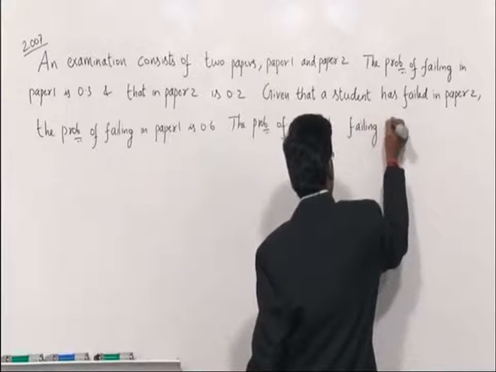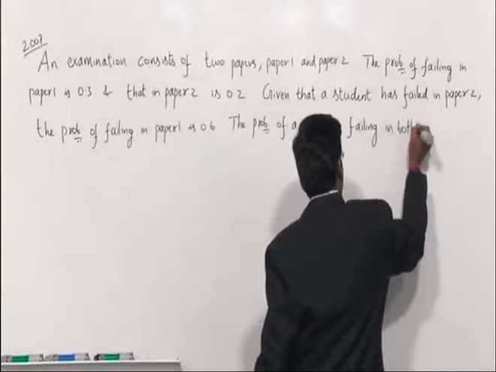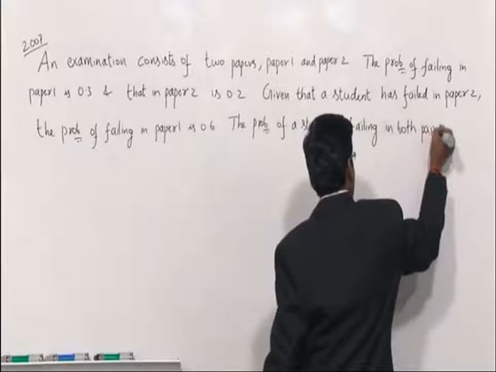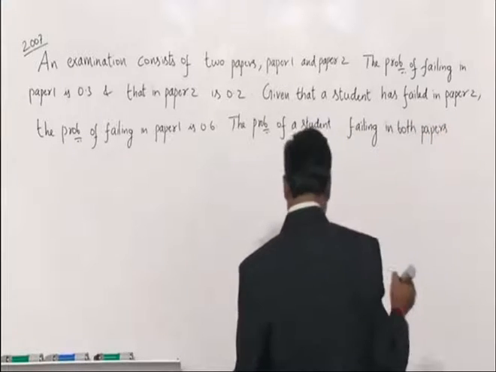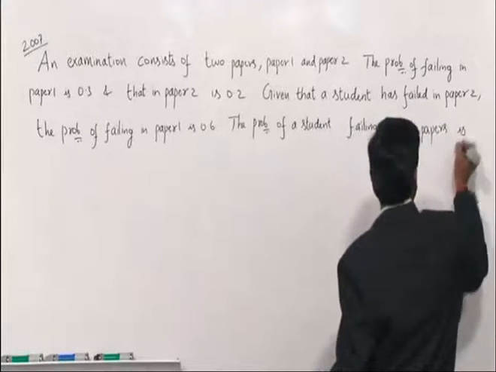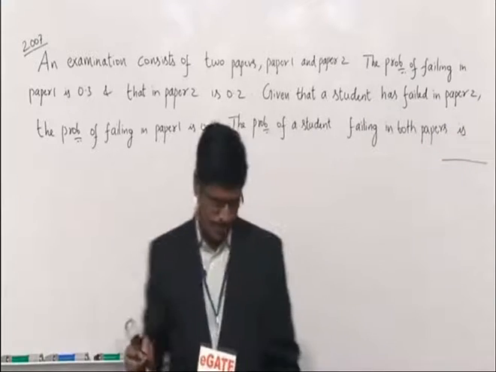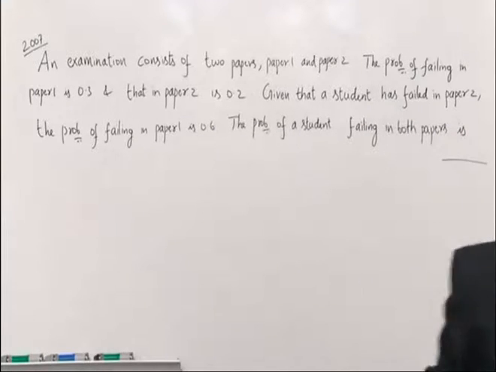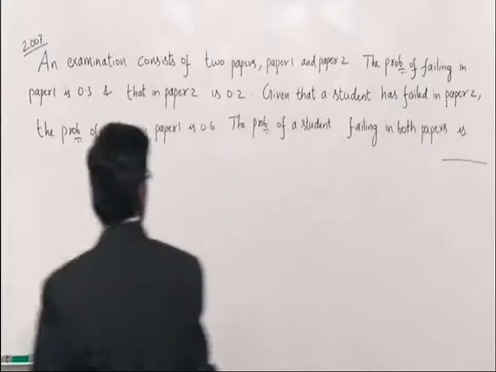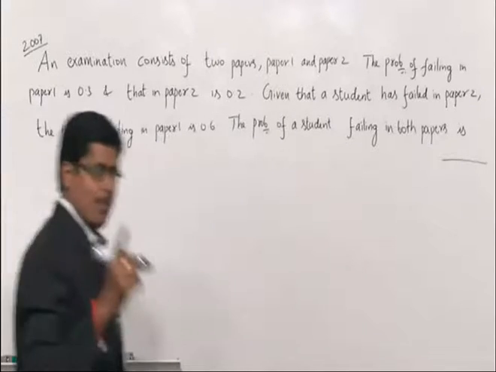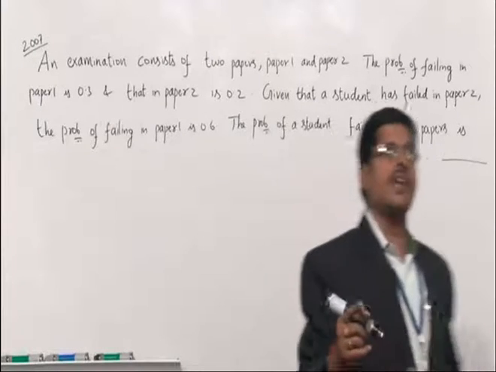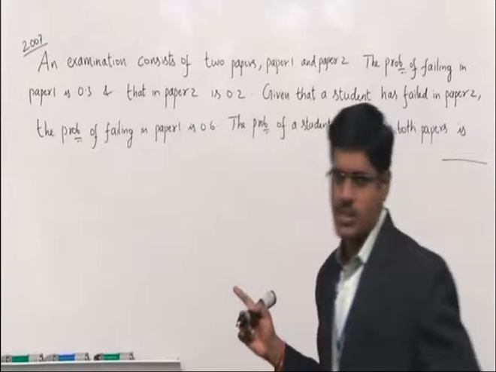Failing in both papers is... Now here the two events A and B denoted by the student failed in paper 1 and paper 2 respectively.